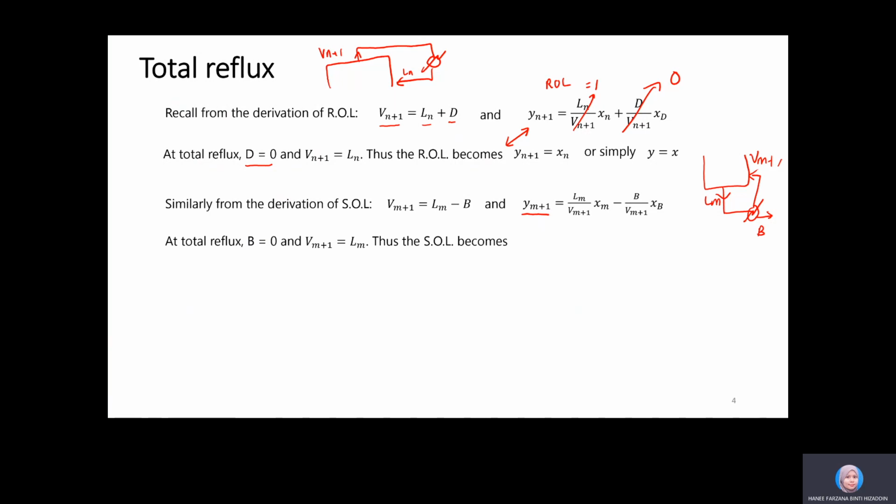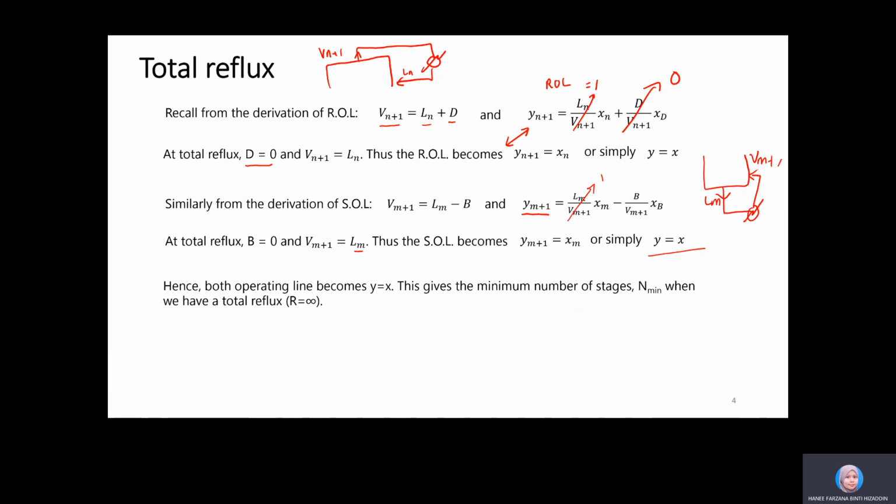So at total reflux, B is also equal to 0. Because here we don't have B withdrawn, V_{m+1} will be equal to L_m. Thus, this SOL will become, since this is already 0 and this is just equal to 1, y_{m+1} equals x_m, or simply again the y equals x equation. So from here, at total reflux, both operating lines become the y equals x line, and this will give you the minimum number of stages when we have the total reflux ratio, I mean when R equals infinity.